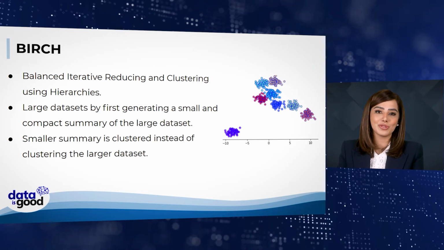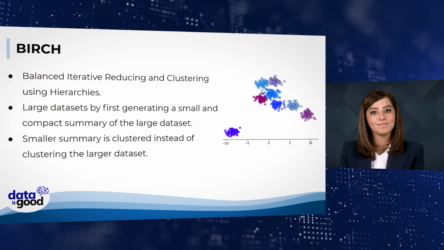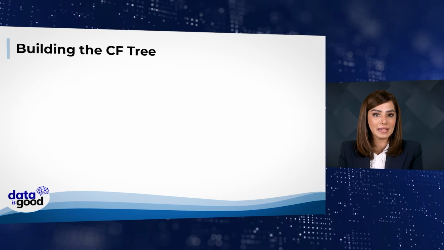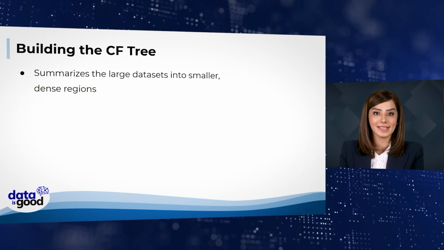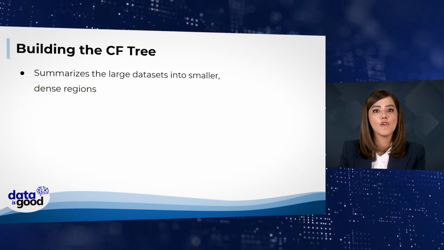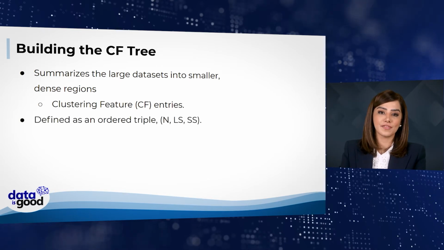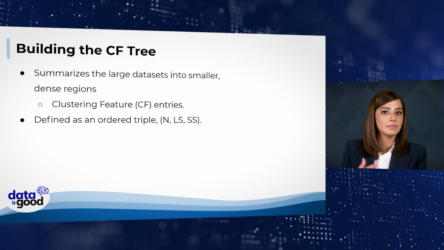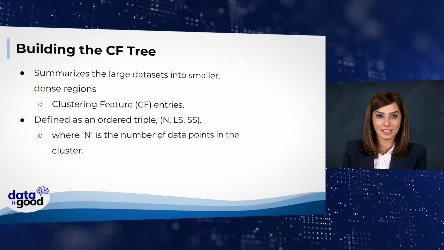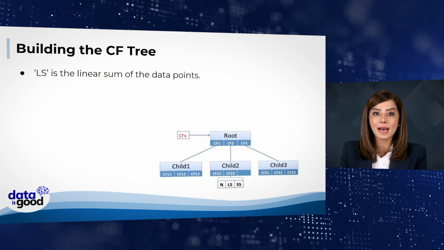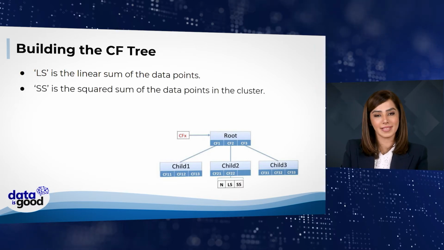Then this smaller summary is clustered instead of clustering the larger data set. Now the big question which you must have in your mind is: how does the BIRCH clustering algorithm work? Let me answer this. We will start with building the CF tree. BIRCH clustering summarizes the large data sets into smaller, dense regions called clustering feature entries. Formally, a clustering feature entry is defined as an ordered triple, (N, LS, SS), where N is the number of data points in the cluster, LS is the linear sum of the data points, and SS is the squared sum of the data points in the cluster.